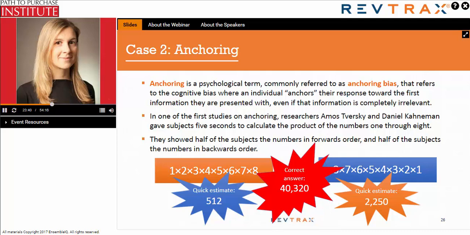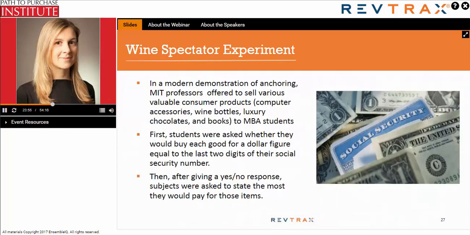But the idea here is that these groups were really influenced by the anchor of the first numbers that they saw in the list. So that's one classical example of anchoring bias. The second example that I'm going to cover is also very, very well known. This happened at MIT with MBA students, and MIT professors essentially offered to sell various valuable consumer products, but products that students didn't really know the exact prices of. So there were computer accessories, wine bottles, luxury chocolates, and so on.